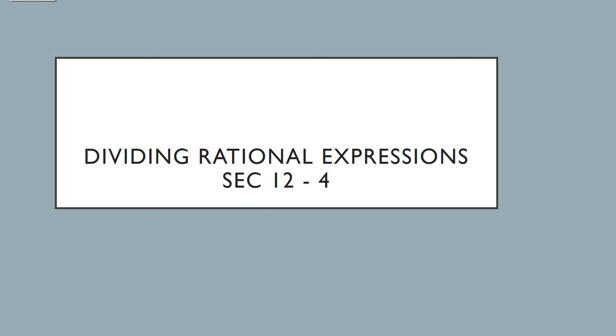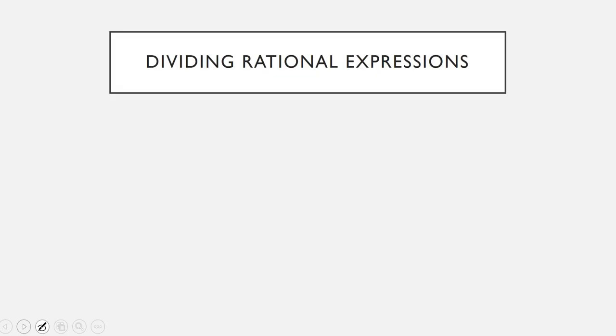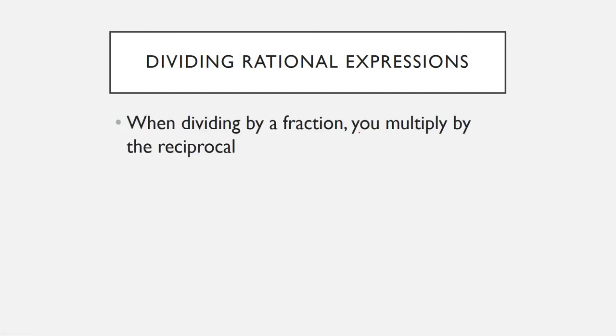We're going to continue our work with rational expressions using division. So we're going to be dividing rational expressions. To divide a rational expression, you first multiply by the reciprocal. And you've seen this before. A over b divided by c over d is a over b times the reciprocal of the second thing.